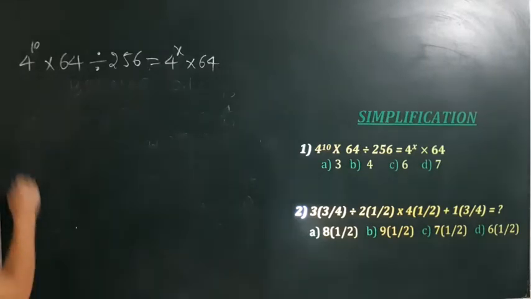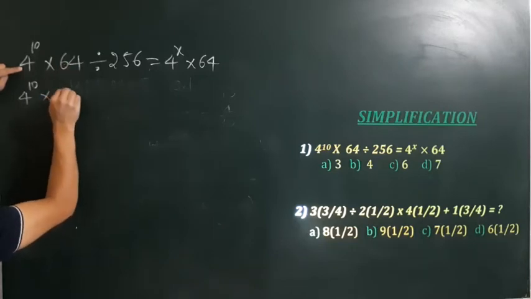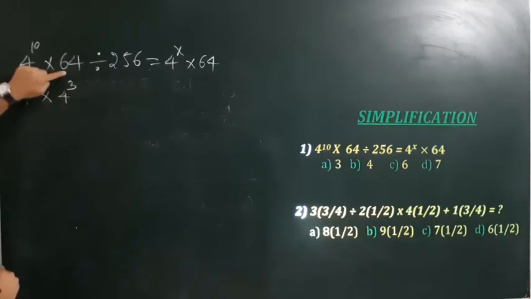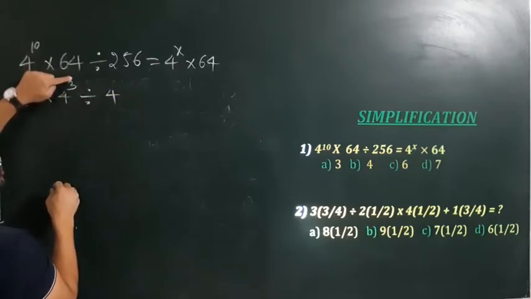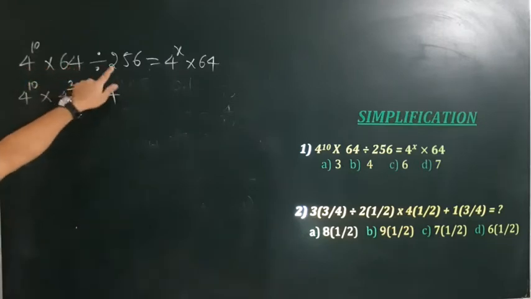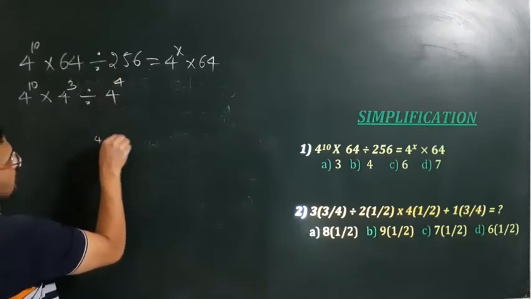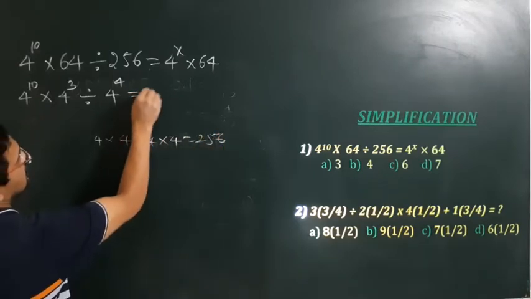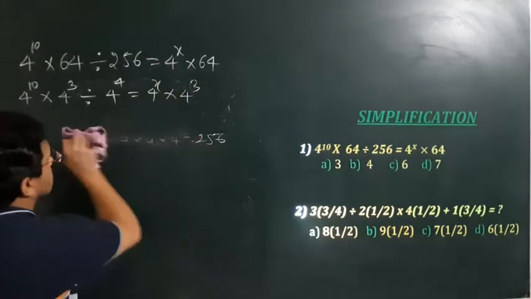So here, make it 4 raised to 10 as it is, multiplied by 64. This can be written as 4 into 4 into 4; 4 4s are 16 and 16 into 4 is 64, correct? So 64 can be written as 4 raised to 3, divided by 256, which can be written as 4 raised to 4. If you multiply 4 into 4 into 4 into 4, you will get 256. This is equal to 4 raised to x multiplied by 4 raised to 3.